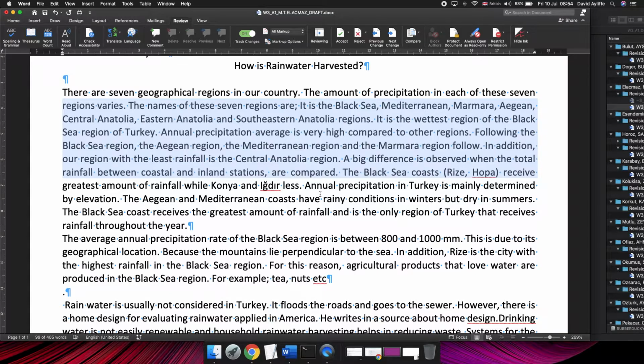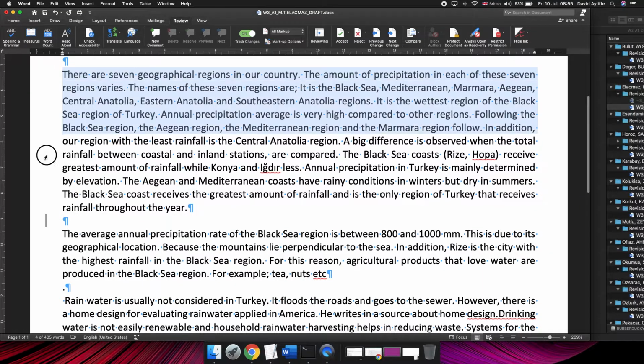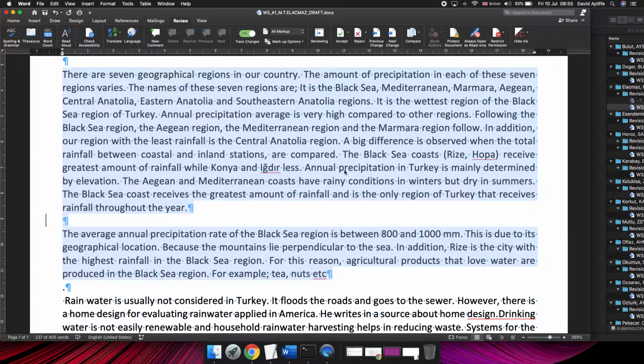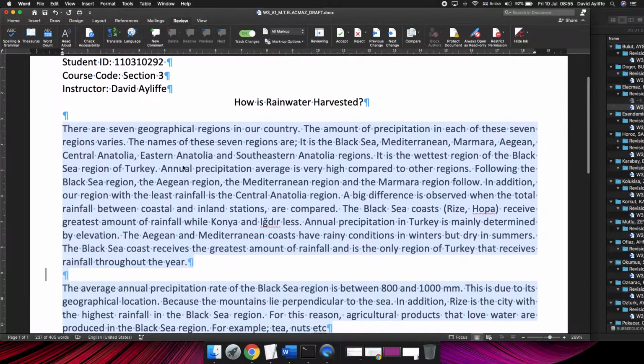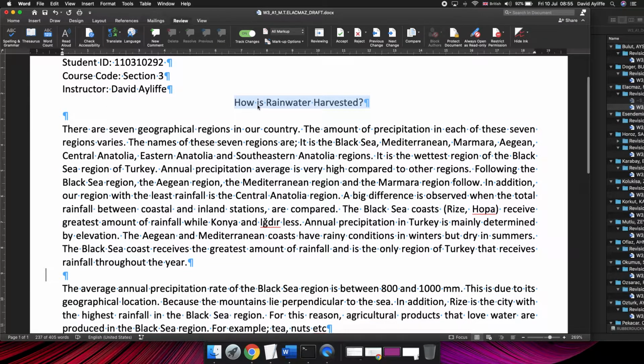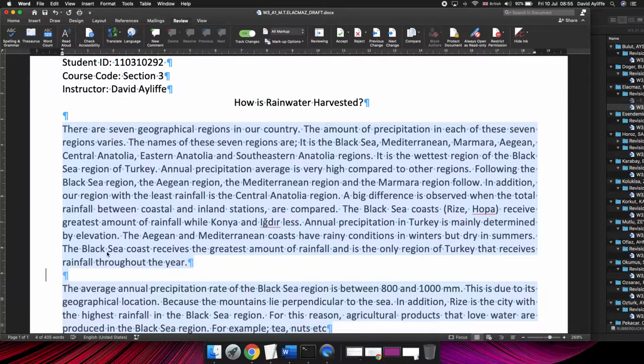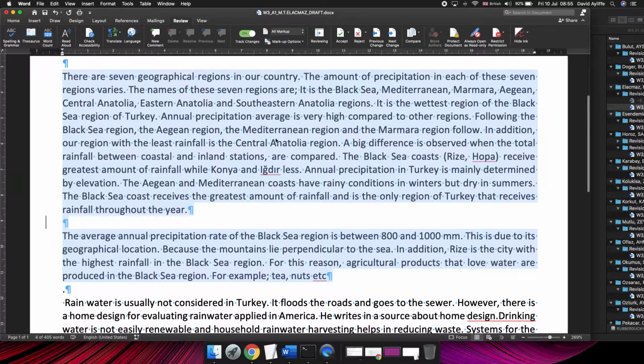Okay, this is your title. How is rainwater harvested? This doesn't match this title. All of this needs to be condensed into about 2 or 3 sentences. Why are you talking about tea? Okay, this is not useful when this is our topic. How is rainwater harvested? So you need to rethink all of this. It just needs to be a couple of sentences.